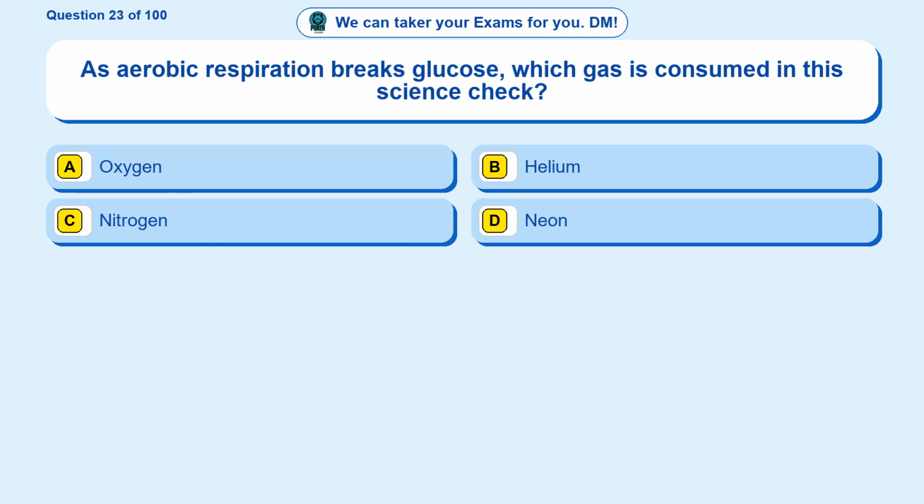Question 23. As aerobic respiration breaks glucose, which gas is consumed in the science check? Option A, oxygen. Option B, helium. Option C, nitrogen. Option D, neon. The correct answer is option A.